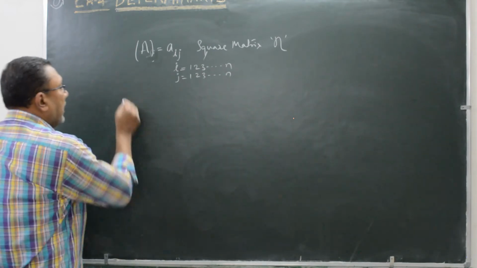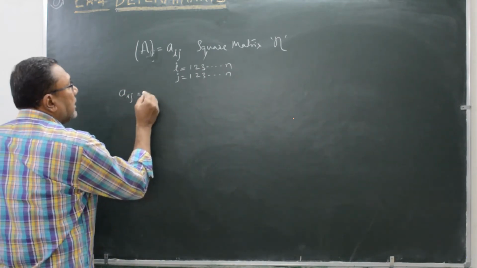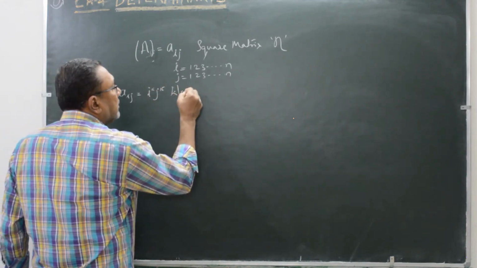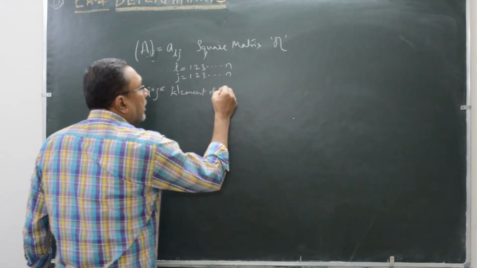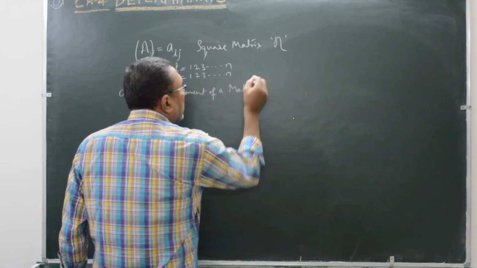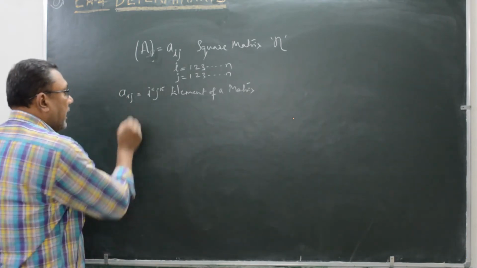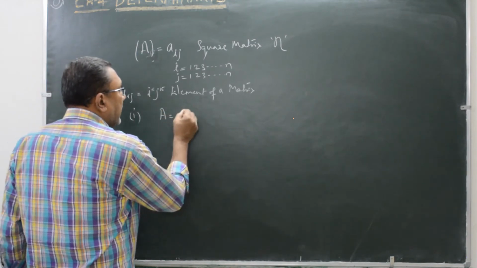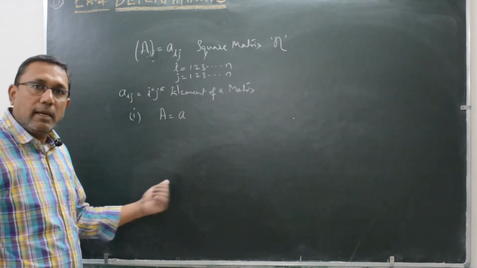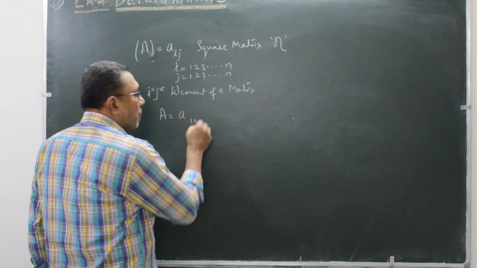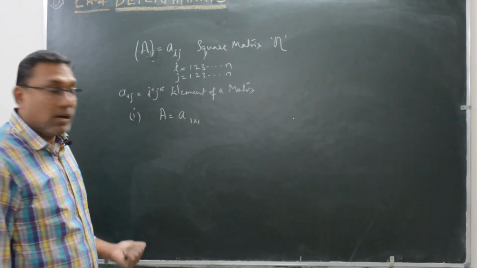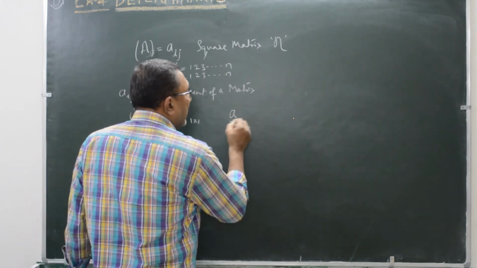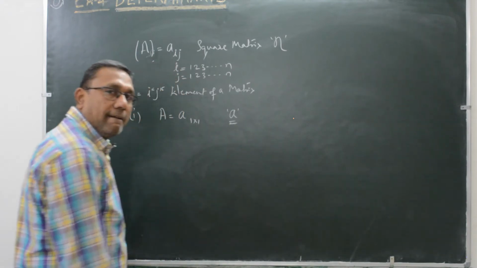where a_ij is the ith and jth element of a matrix. Now assume case number 1, that a matrix has only one element. Then it is a square matrix of order 1 cross 1, and the number associated with this matrix will always be the same number, a.